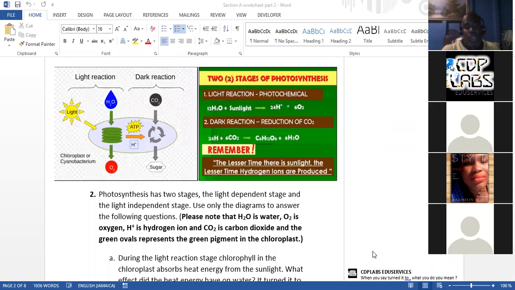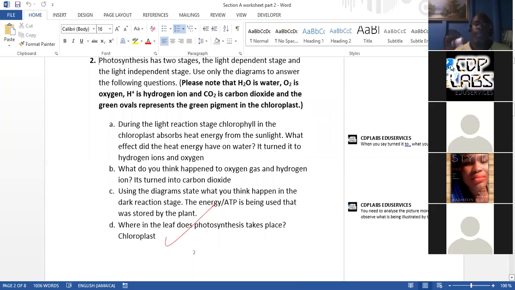So really what happens in the dark stage is that the hydrogen ions and the carbon dioxide gas combine to produce sugar. Yes, thank you, Alia. That is what happened. Okay. Now part C. Using the diagrams, state what you think happened in the dark reaction.